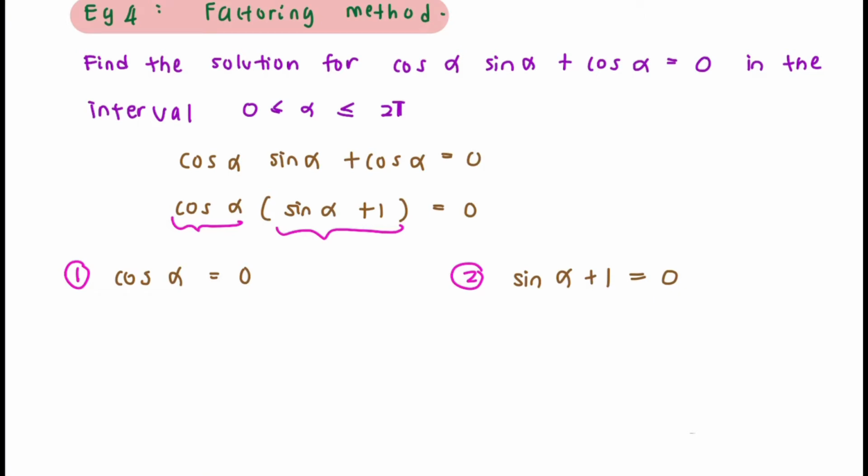Then we can see that we have the common term cos alpha. So let's factorize cos alpha, and whatever you have inside the bracket is sine alpha plus 1. Alright, so this is equal to 0. Now let's solve this separately. Cos alpha is equal to 0. This is the first one. And for the second one, sine alpha plus 1 equal to 0.